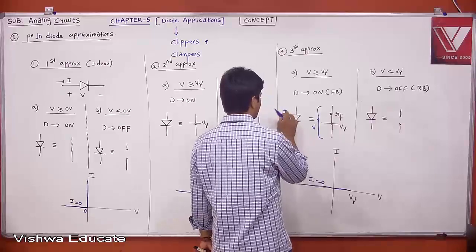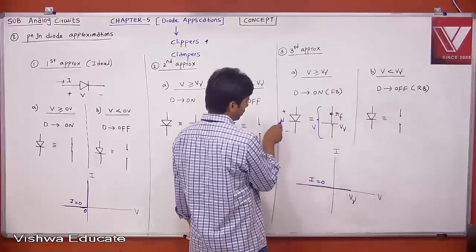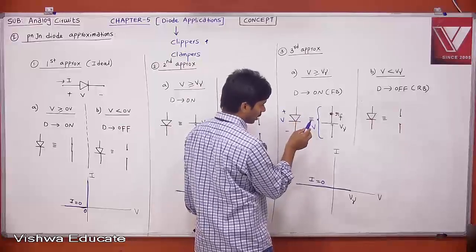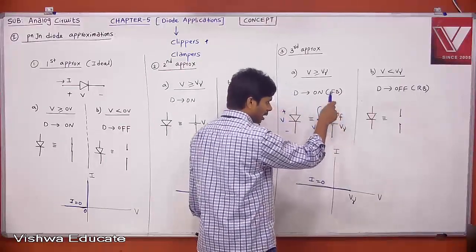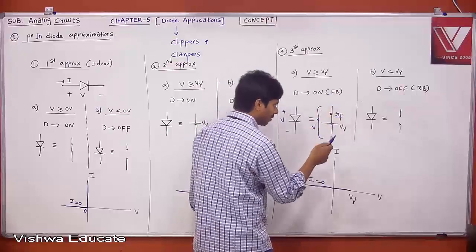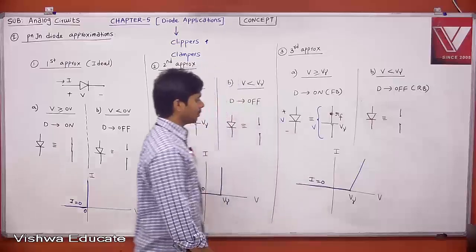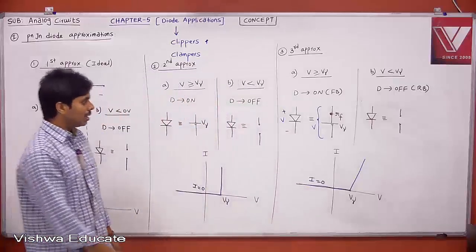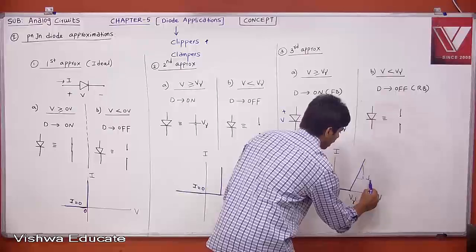Okay. Therefore, if this V is increasing, this V gamma is constant, right? But this V is increasing, then the current through RF also will increase, right? Therefore, the current is also increasing linearly. This is what is taken. Okay. Therefore, the slope of the curve is nothing but 1 by RF.